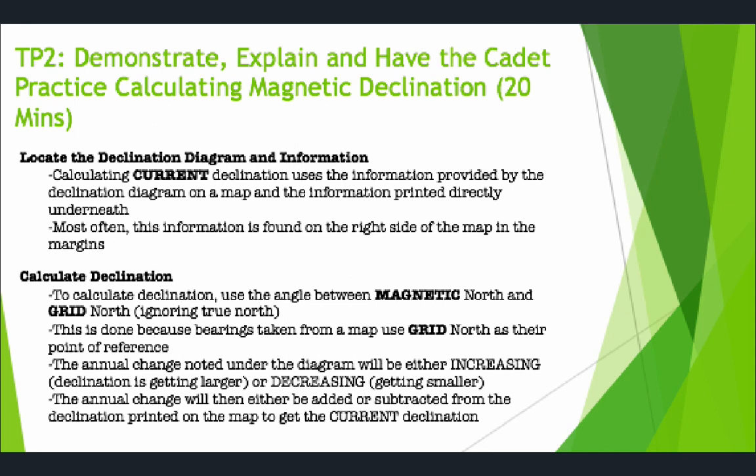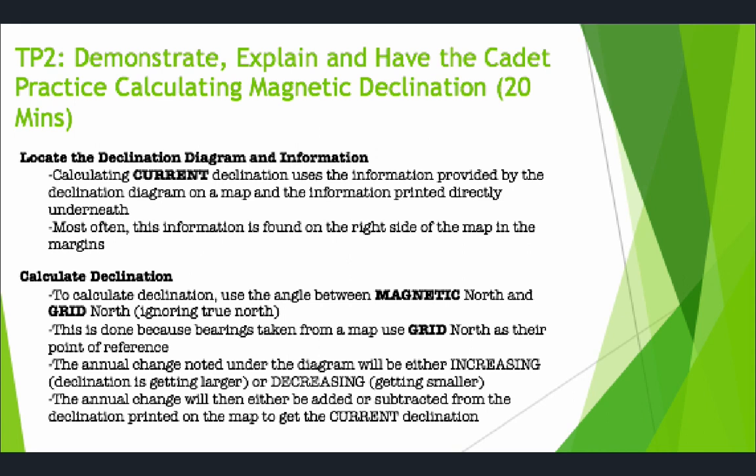Moving on to calculating. To calculate declination, you need to use the angle between magnetic north and grid north. For this, we will be ignoring true north. This is done because bearings taken from a map use grid north as their point of reference.